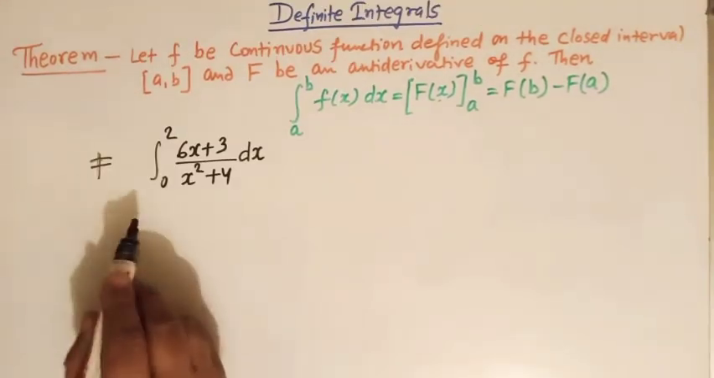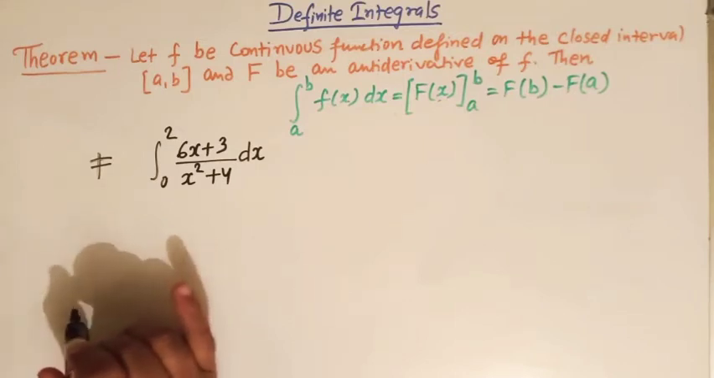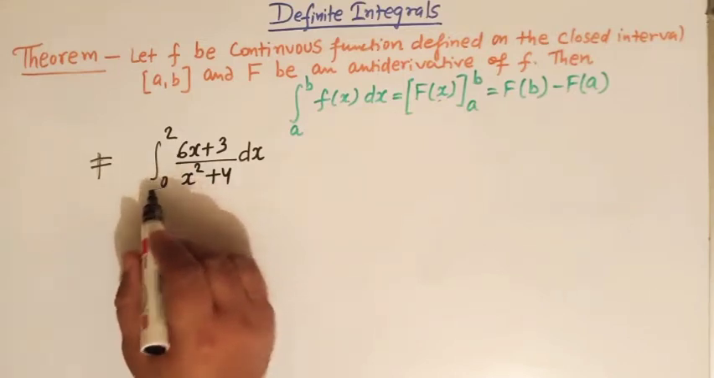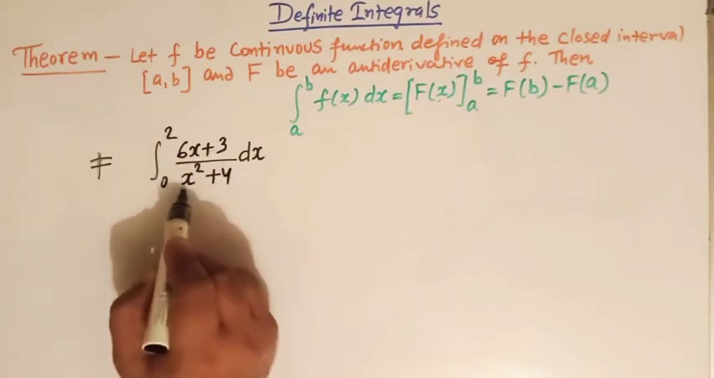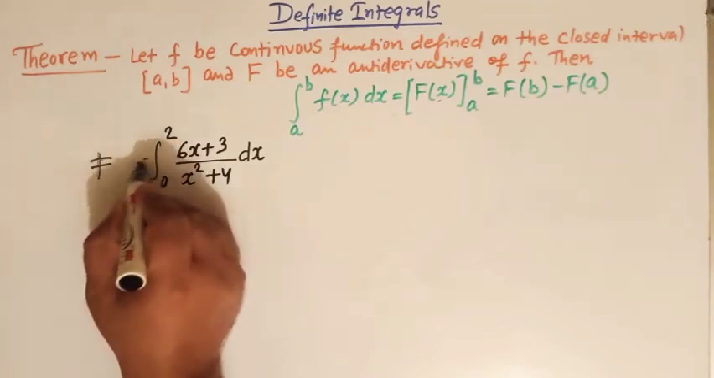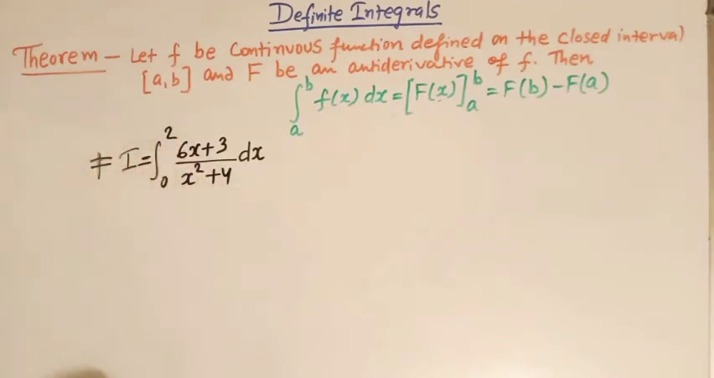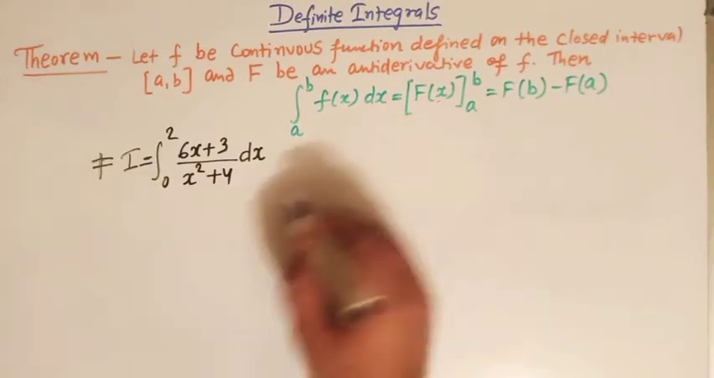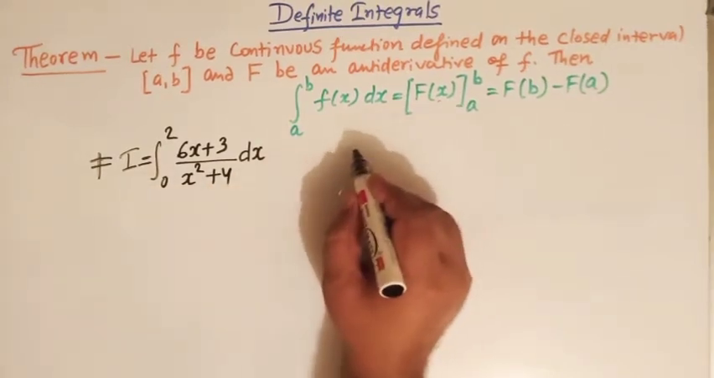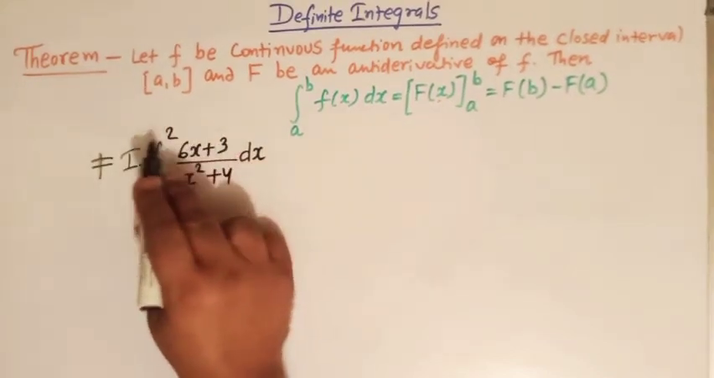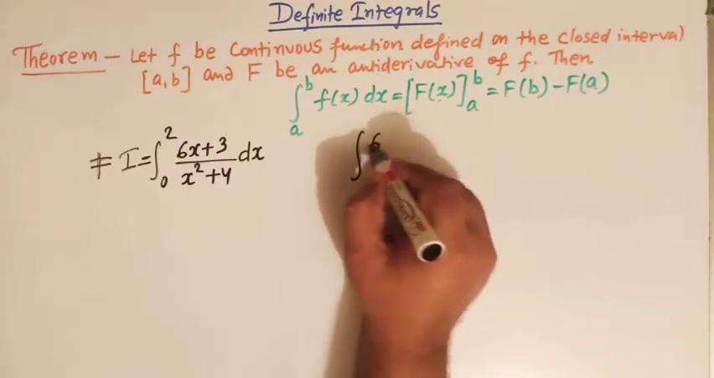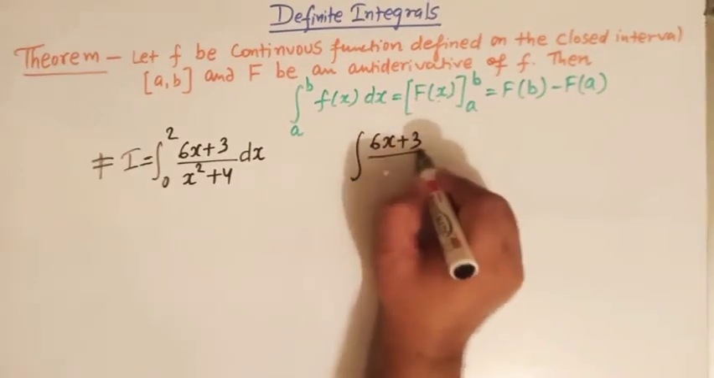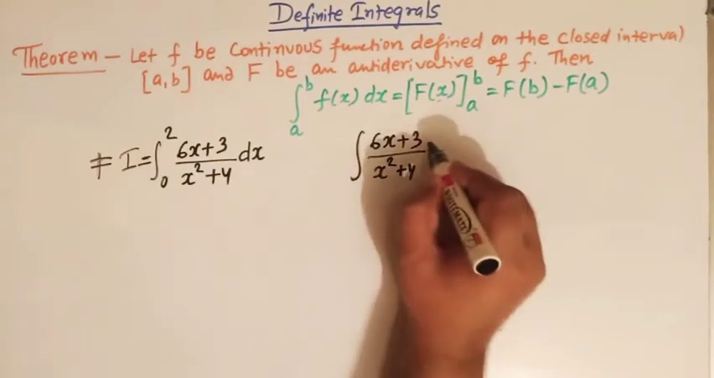Now viewers, let us take this important problem. Here we have to evaluate this integral from 0 to 2 of 6x plus 3 divided by x square plus 4. So let us call this integral I. Now viewers, let me take the indefinite integral of this given problem. So here let us consider 6x plus 3 over x square plus 4, right?